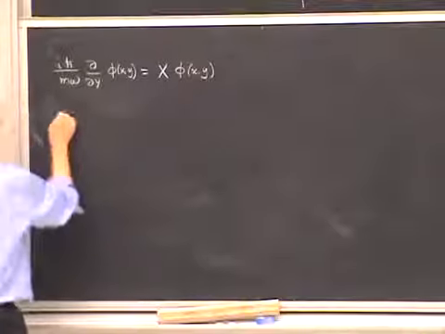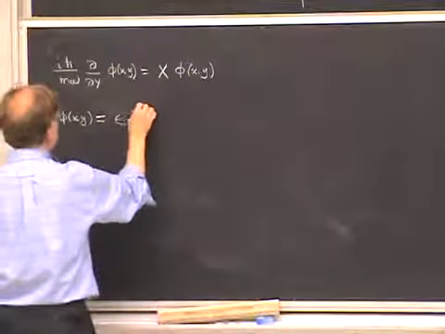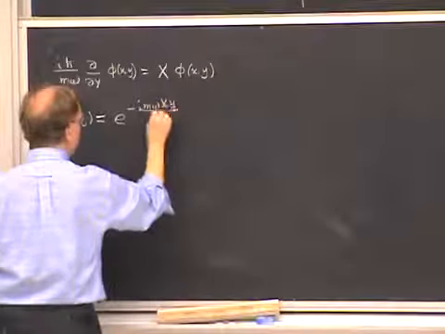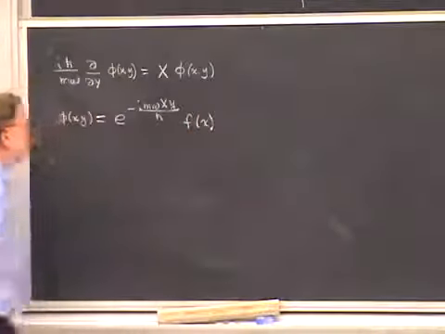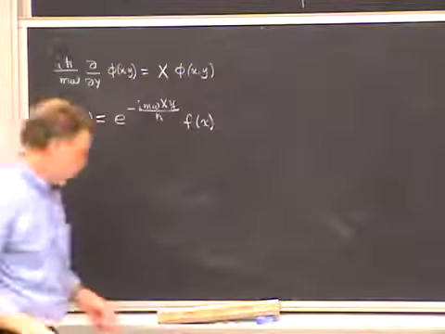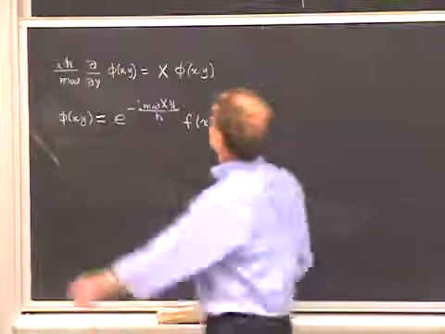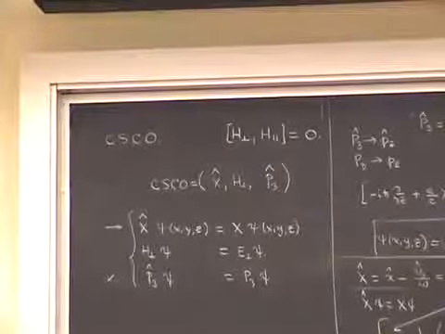And this is easy to solve. It says that phi of x and y is equal to e to the minus i m omega times capital X times y divided by h bar, times an arbitrary function of x. So, as you see, by taking care of the x-hat equation, we've now gotten the unknown eigenfunction down to just a one variable, x. And so this still leaves us finally with just h perp. So let's now write down the h perp equation.